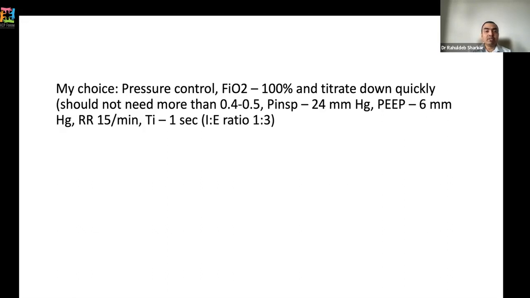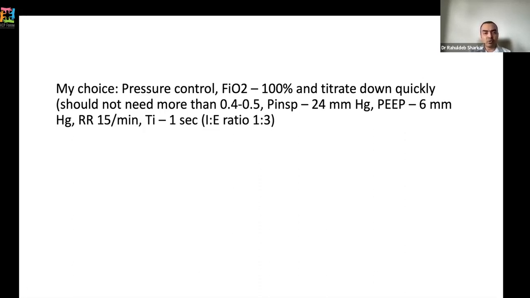So my choice would be pressure control again. If I were to start high, quickly come down, I'm sure these patients never need 100%. Usually they're between 40 to 50% at the most. And PIP over PEEP, say we start at 24 over 6, we have to make sure that we have a good I:E ratio, which is with a longer E component. A longer expiratory component. That's important.